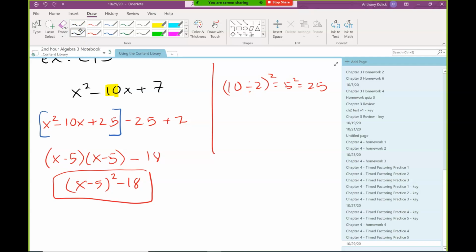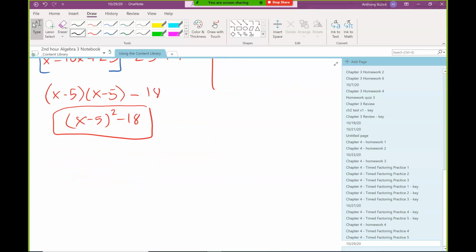Could it get worse? Well, yeah. I mean, let's look at an example where it gets a little bit trickier. So 2x squared plus 8x plus 5. How is this problem different than the previous couple we've looked at? Yeah, we have a leading coefficient here of something other than 1, right?